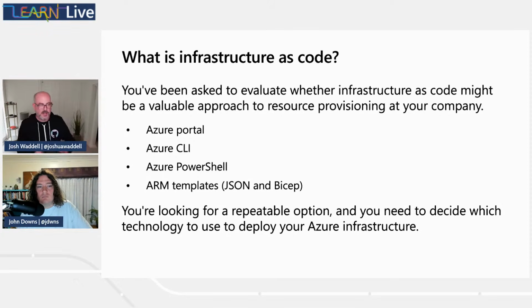And some of the things that we're going to talk about today within infrastructure as code are some of these things that you see here in these bullet points. We're going to be talking about ways that we can deploy our infrastructure to Azure, either using the Azure portal, using command line interfaces like the Azure CLI, using Azure PowerShell. And then we're also going to be talking about ARM templates, both from a JSON perspective and a Bicep perspective.